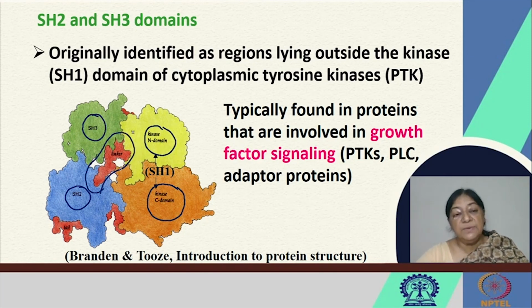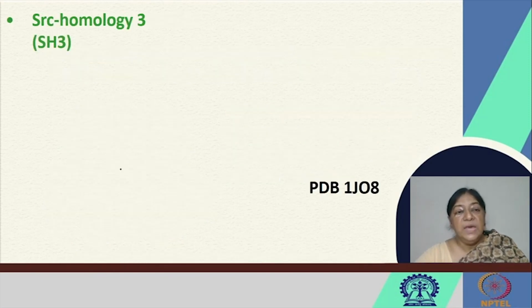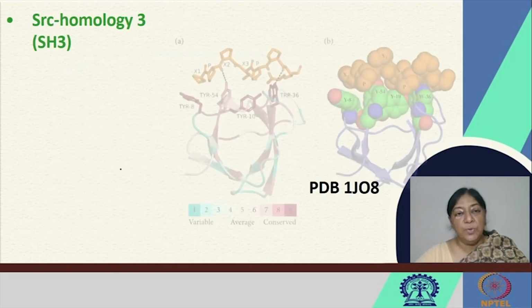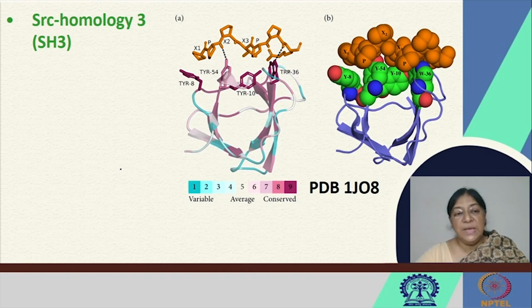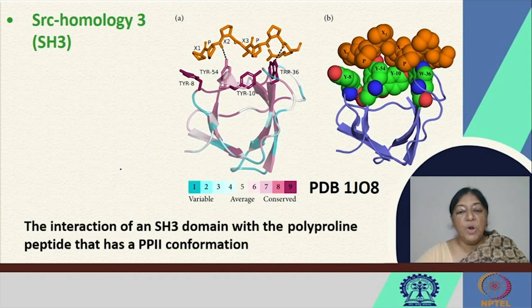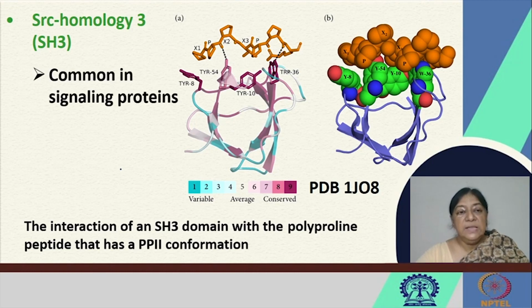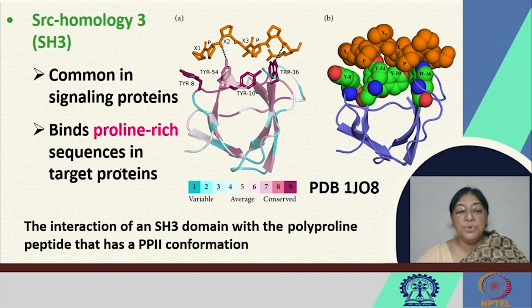This structure is important, as we can see, in the formation of this specific complex for the necessary action to occur. If we look at the SH3 domain, that is a domain that recognizes the polyproline peptide. This is common again in signaling proteins, and it binds proline-rich sequences in target proteins. And we see that it binds polyprolines in a PP2 conformation.